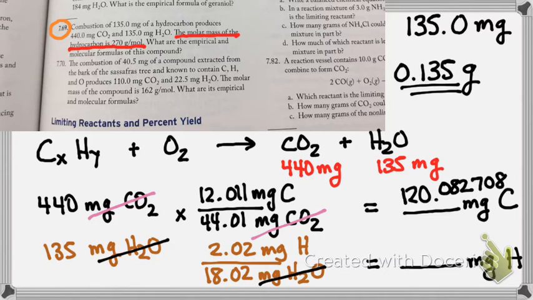So we have 135 times 2.02 divided by 18.02. And the answer that I get is very close to what I mentioned, 14.92. I did do a little bit of rounding, so that should not surprise us. My advice is to do as little rounding as possible, because the more rounding you do, the more error you're going to introduce into the problem.